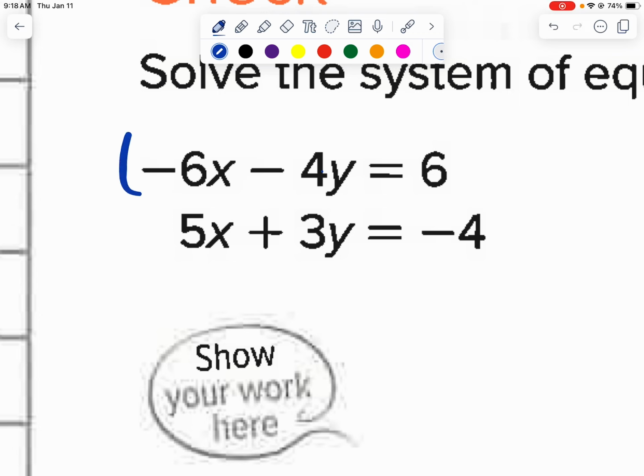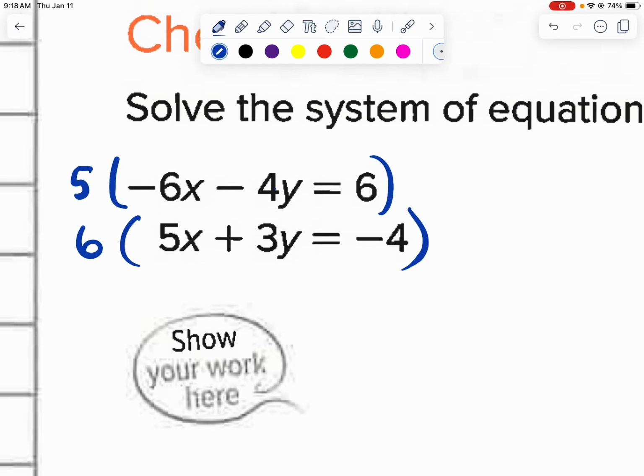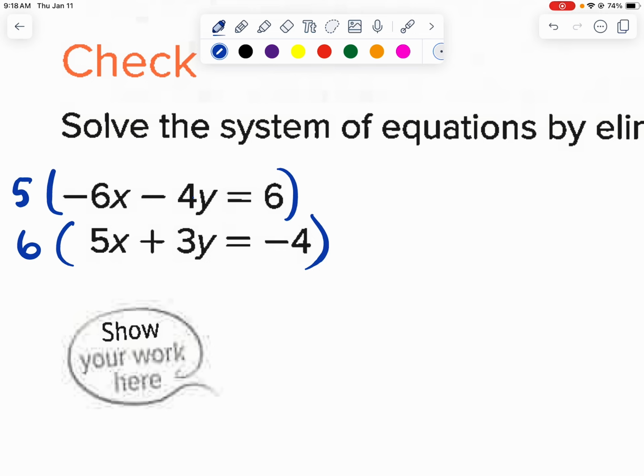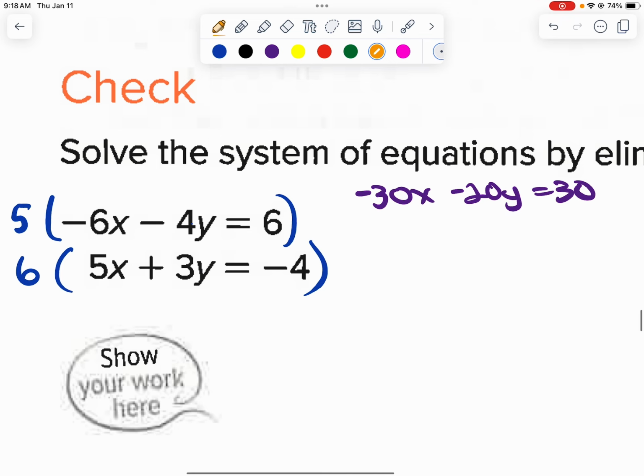So I'm going to multiply this one by 5, and I'm going to multiply this one by 6. Because if I do that, then I can get the coefficients of the x to be opposites of each other. So that would be -30x minus 20y equals 30. That would get 30x plus 18y equals -24.